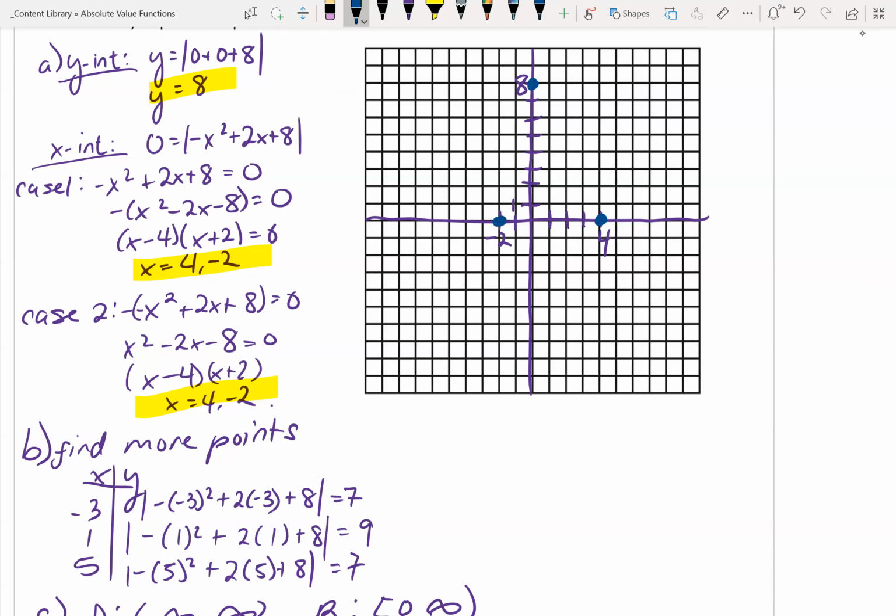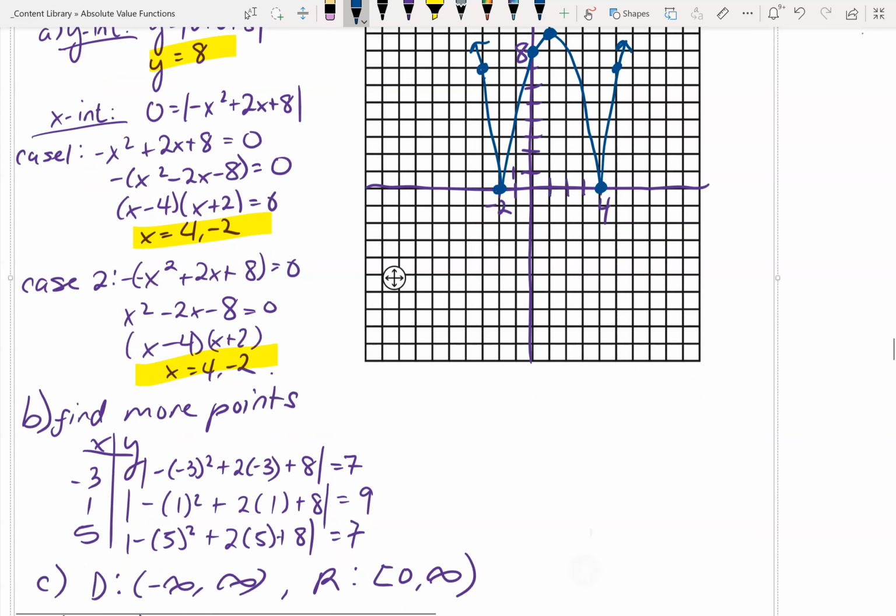And I got negative 3, 7, 1, 9, and 5, 7. Then I'll connect the points from left to right. Don't draw your graph pointy because you know quadratic is not super pointy, especially with the parabola part around your vertex. So make sure that you actually have a curve going around your old vertex. So that is your graph.